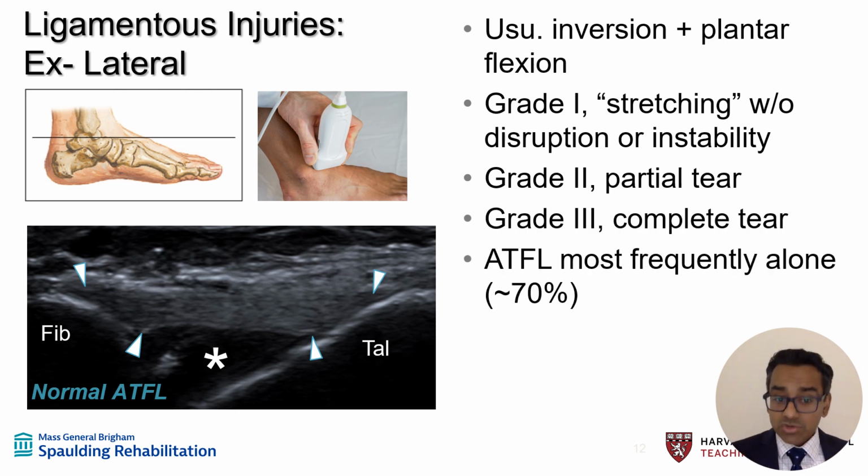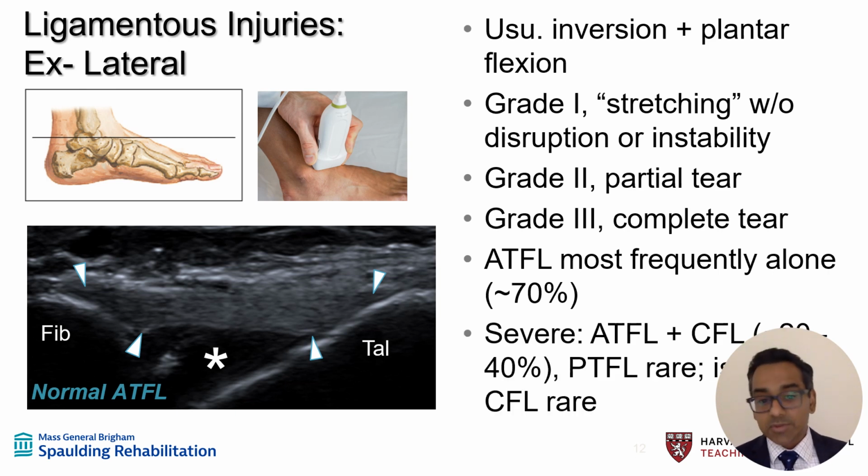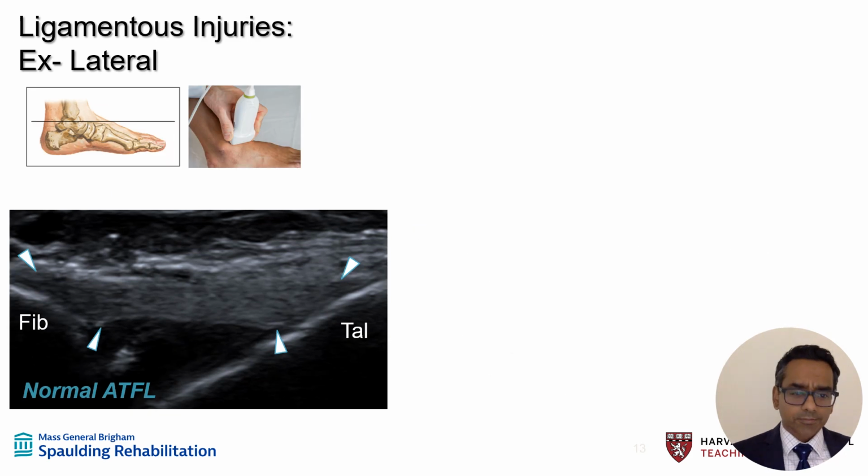When you have these injuries, it's classically the ATFL that's injured all by itself. It's about 70% of cases. You can get more severe injuries involving the CFL, or the calcaneofibular ligament, and the posterior talofibular ligament, which is really quite rare. Isolated injuries to the CFL and the PTFL very uncommonly happen. Most of the time when you're getting an isolated injury, it's the ATFL.